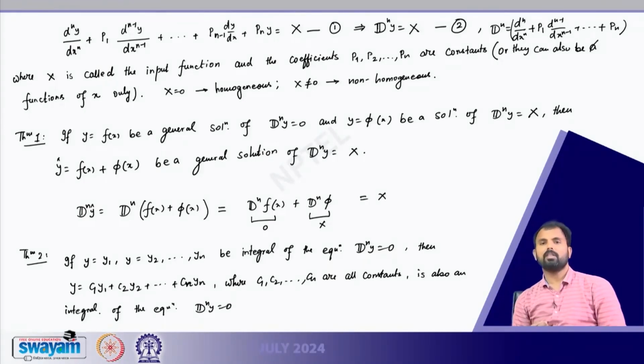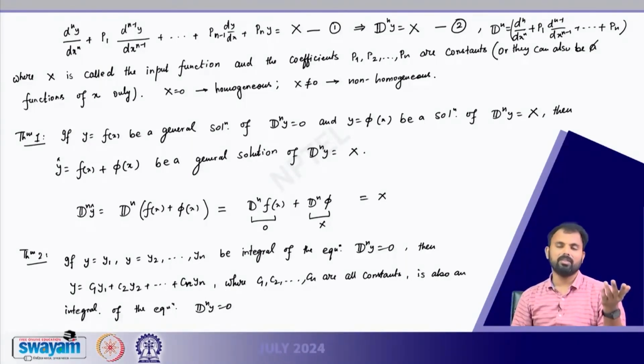Obviously, because if y1 and y2 are solutions, so you add them, then you do D^n of (y1 + y2) equals D^n y1 plus D^n y2. But y1 and y2 are solutions, so D^n y1 and D^n y2 will both be 0. So therefore, the addition is also a solution, right. So adding the two solutions, you can take c1 and c2 as arbitrary constants, they will just come out of the derivative.